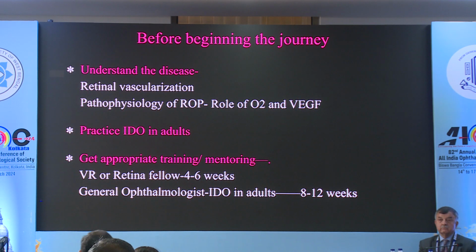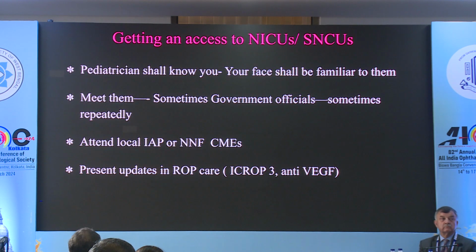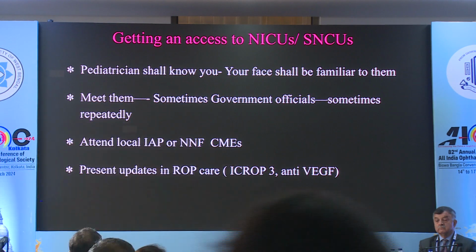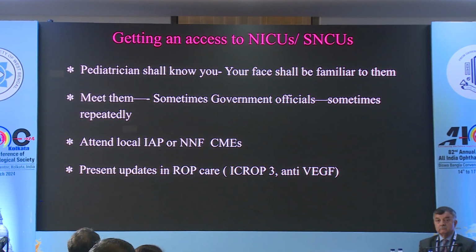And if you are good enough in screening with the indirect ophthalmoscope, lasering the ROP or managing ROP will be much easier for you. So once you are a trained person and now comfortable in screening, the next step will be to get access to NICUs or SNCUs. For that, the important thing you will need to understand is that the pediatricians where you are settling or going to practice, they should know you.